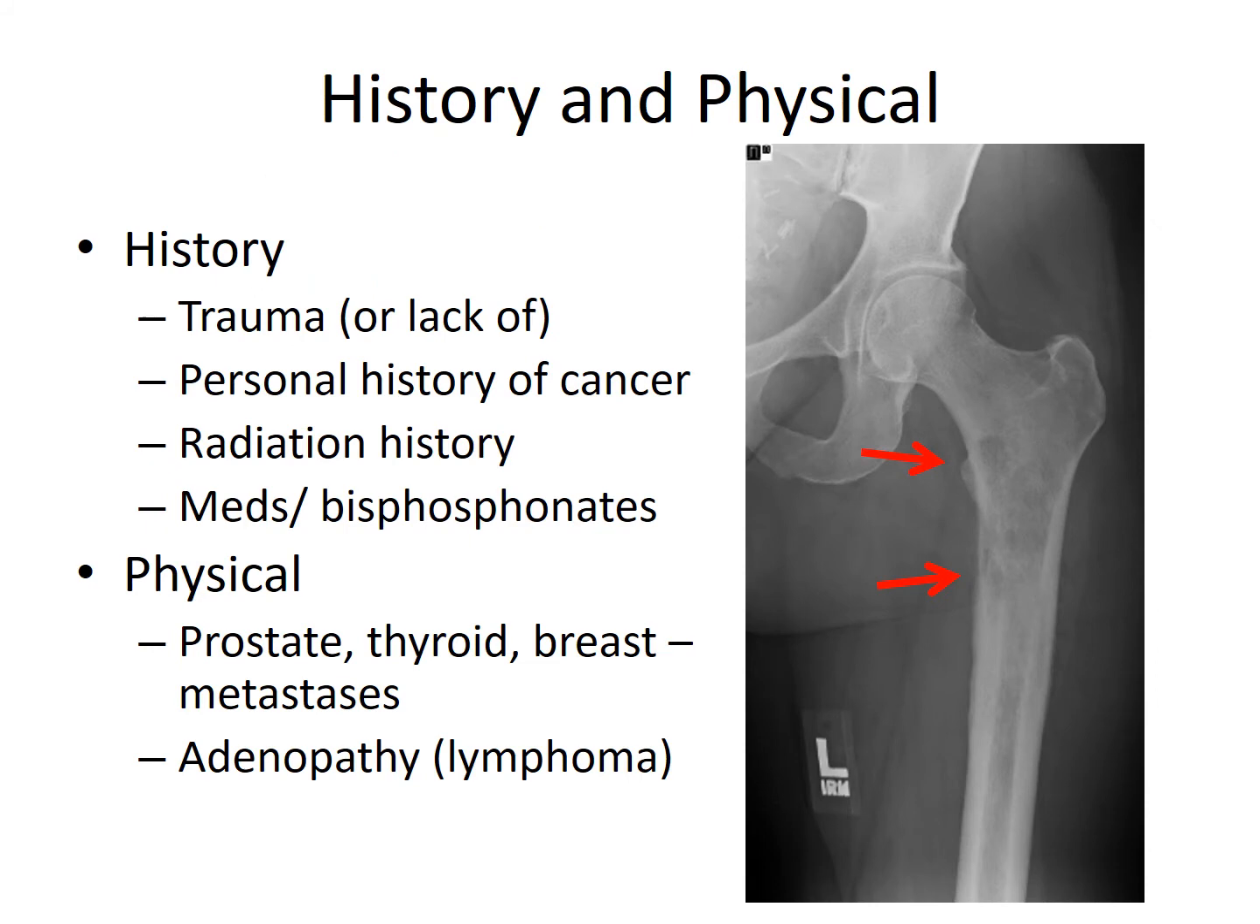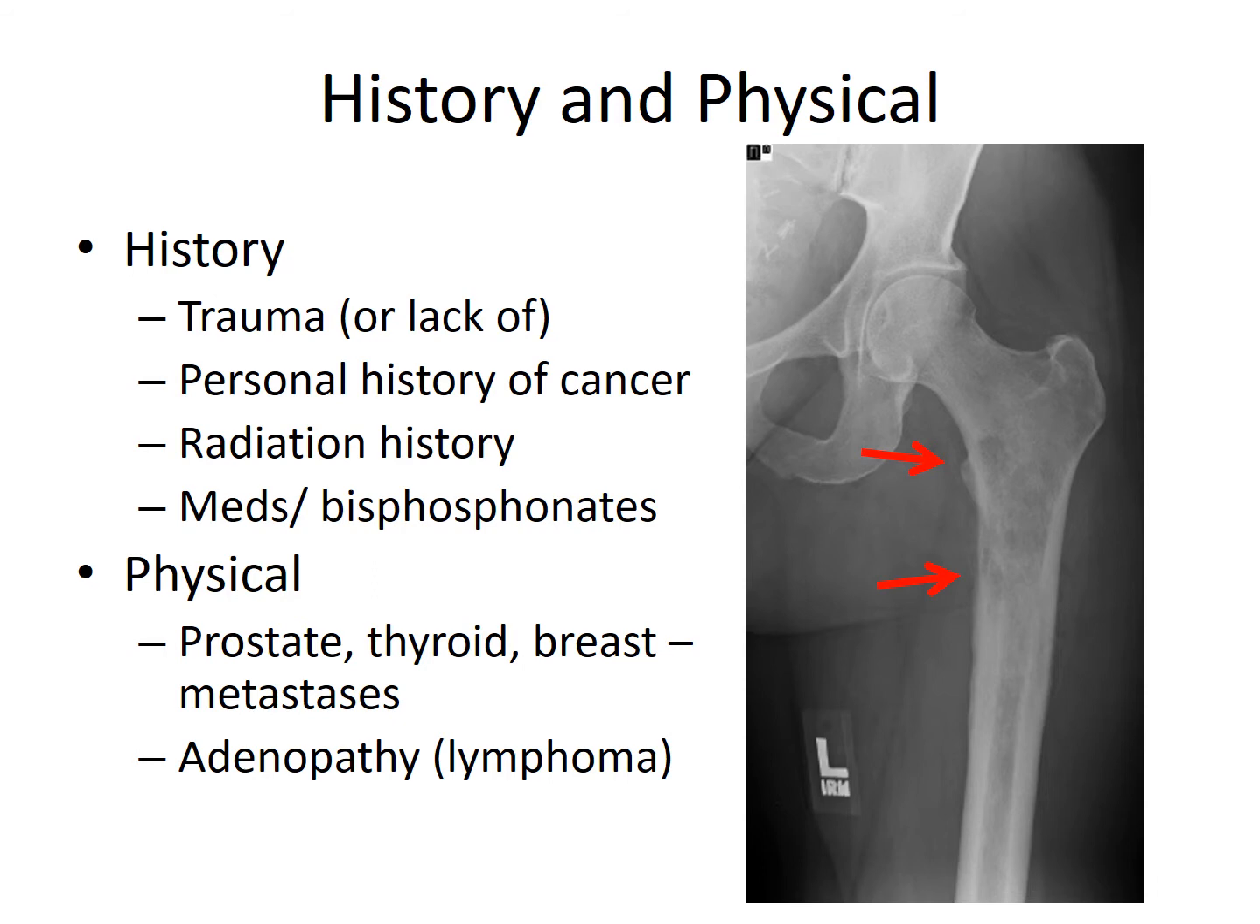Here's an example of a patient who had a lack of trauma. They were having weight-bearing pain, and the pain was getting progressive and getting worse. Taking a personal history of cancer: a patient who has a history of cancer, even if it's 20 years remote, has a very high likelihood of having metastatic cancer.